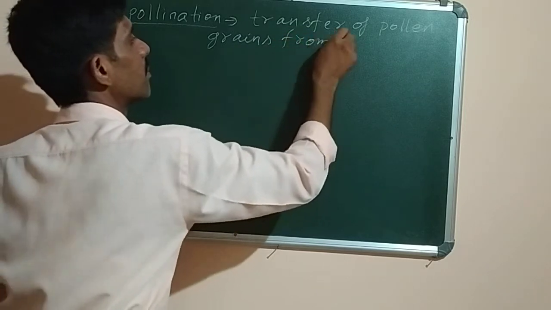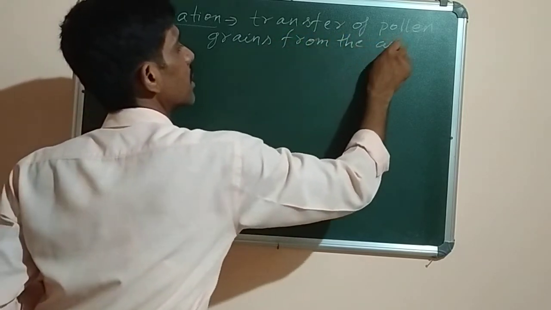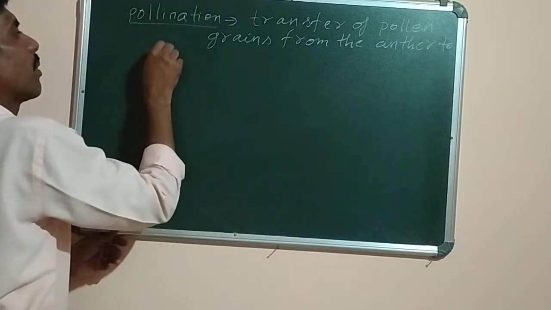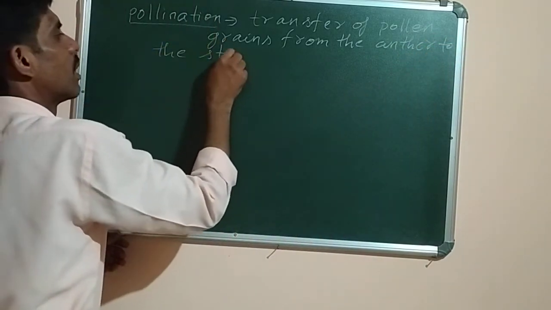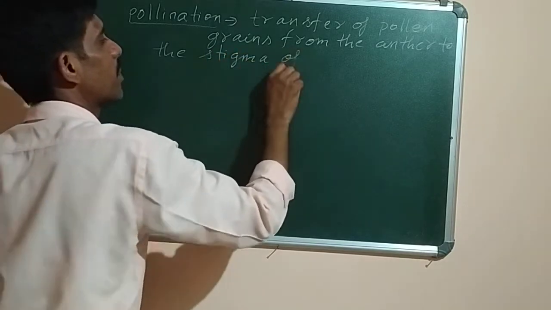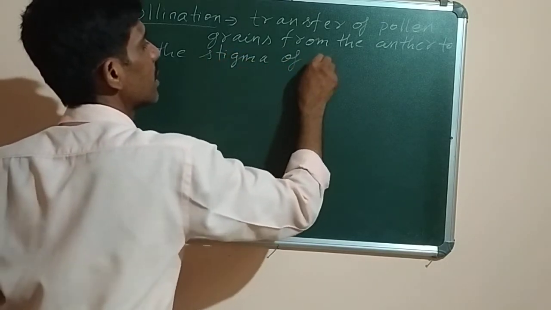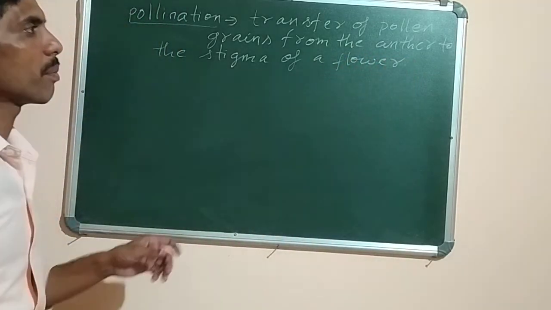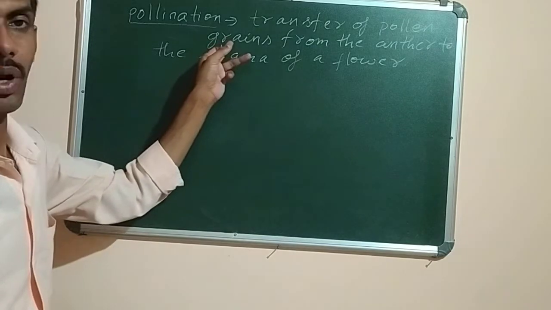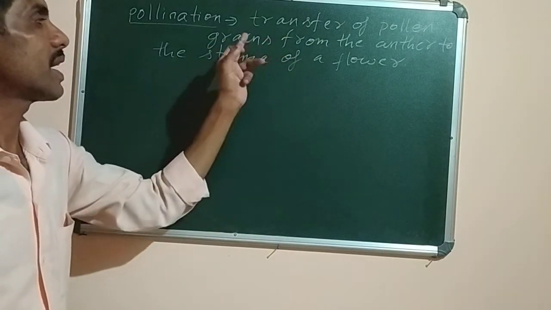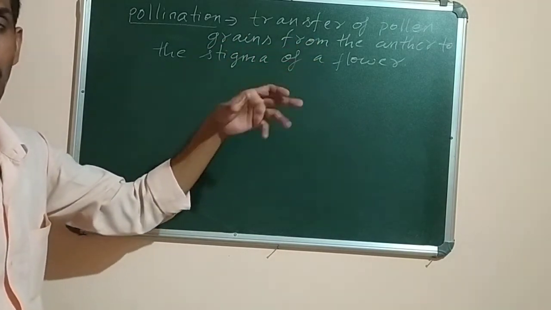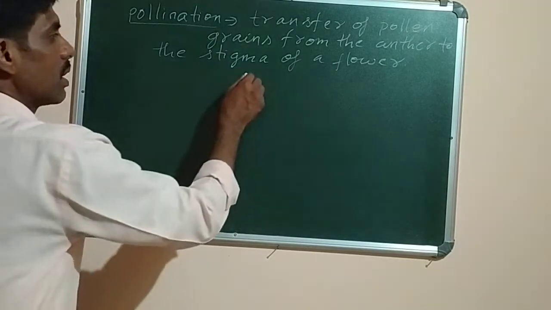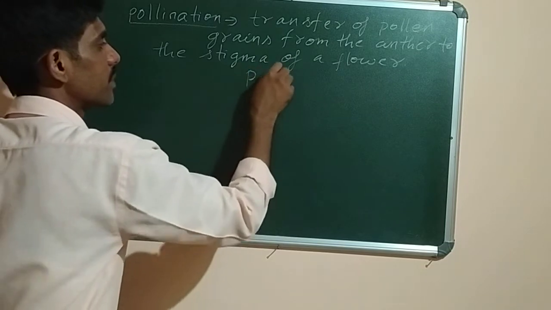from the anther to the stigma of a flower. Anther is the male part and stigma is the female part of the flower. So during pollination, the male gametes, that is the pollen grains, are transferred from the anther, that is the male part where the pollens are produced, to the stigma, that is the female part of the flower. Now pollination is of two types.